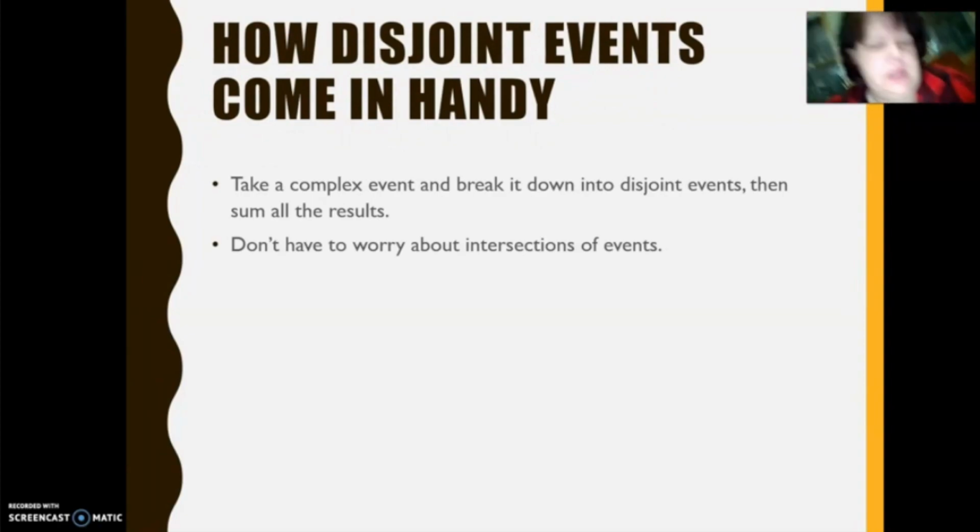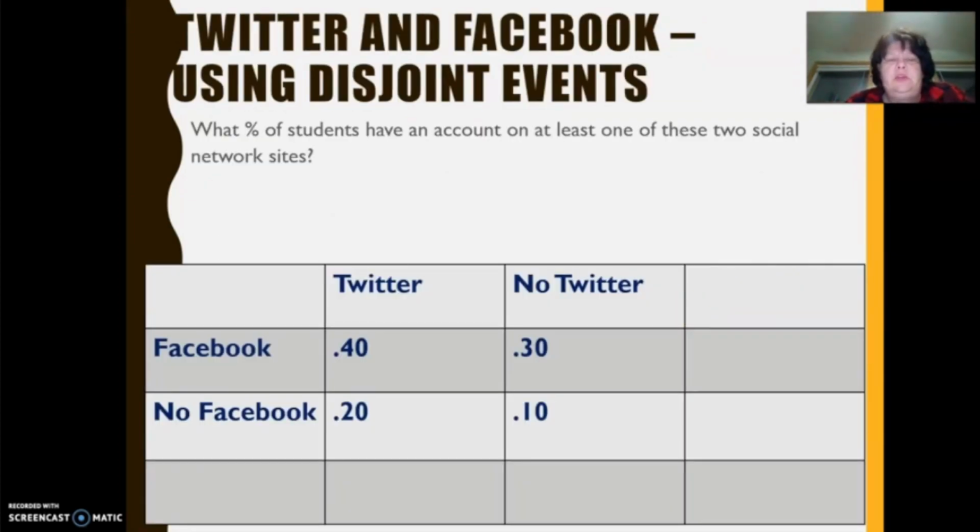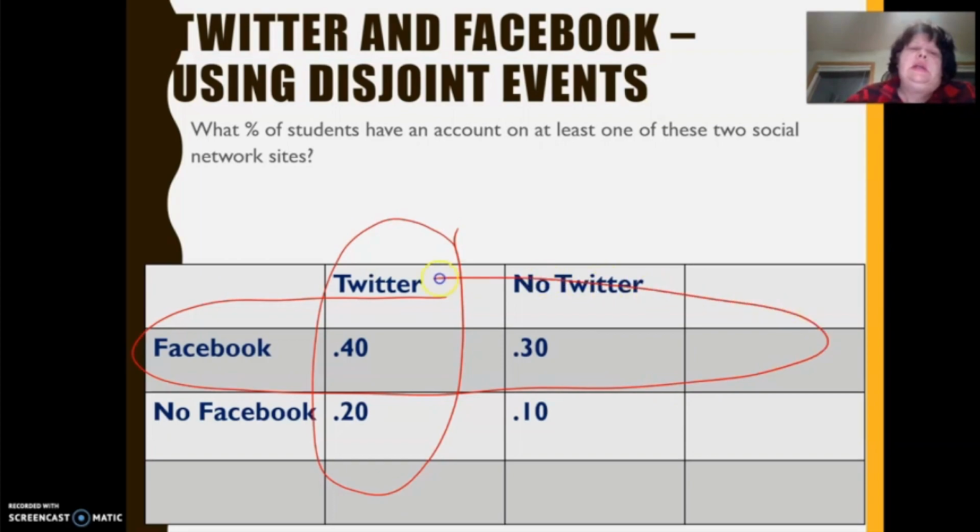So how do we use disjoint events? They come in handy to break down a problem into smaller pieces that are non-overlapping, and it lets us solve the little problems and therefore solve the bigger problem. So on this example, what percentage of students have an account on at least one of these two social network sites? Remember, one way to do it was to take all the Twitters, all the Facebooks, and then subtract the intersection because that was counted twice.